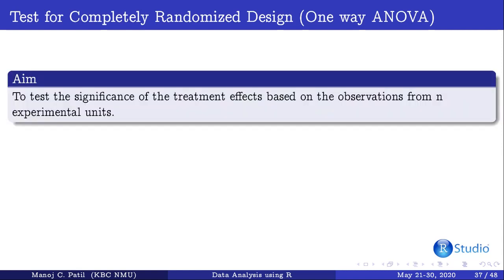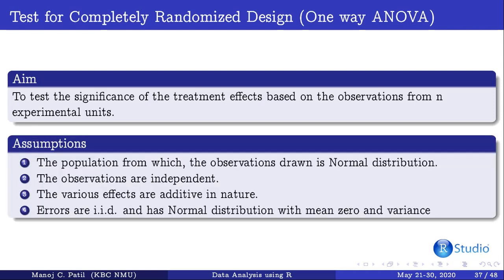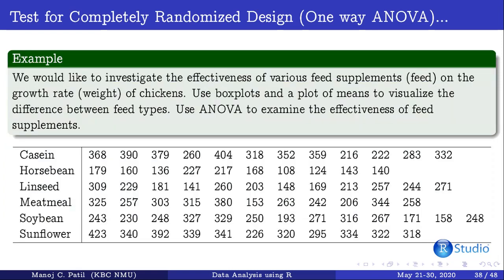Completely randomized design, that's one-way ANOVA. Test for the completely randomized design, one-way ANOVA, to test the significance of treatment effect based on the observations from n experimental units for k treatments. Assumptions: the population from which the observations are drawn is assumed to be normal. The observations are independent. The various effects are additive in nature. Errors are independent and identically distributed, have normal distribution with mean 0 and variance sigma square, that's constant.